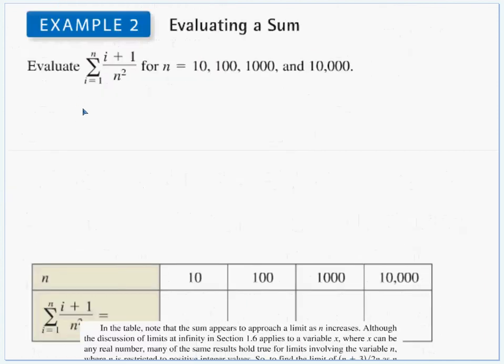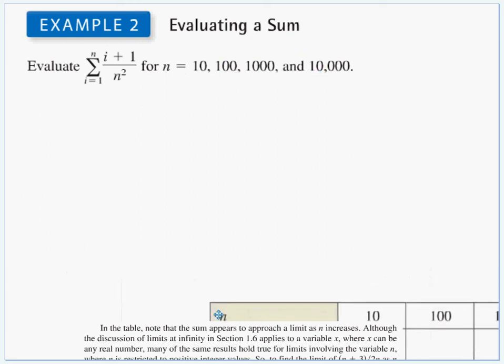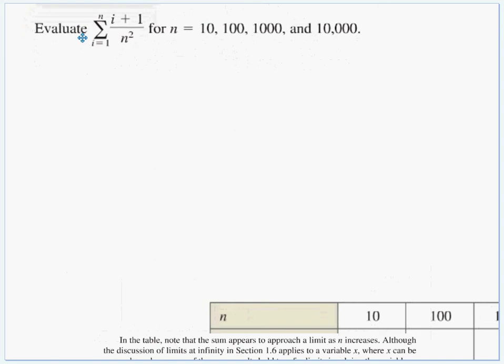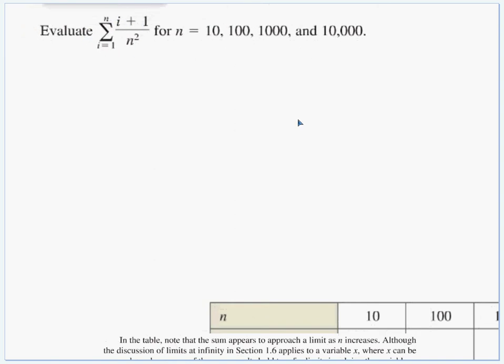Example 2. Let's apply this here. It says, evaluate the summation from i equals 1 to n of (i plus 1) over n squared for these different n values: 10, 100, 1,000, 10,000. Okay, so here's how we use these n formulas.